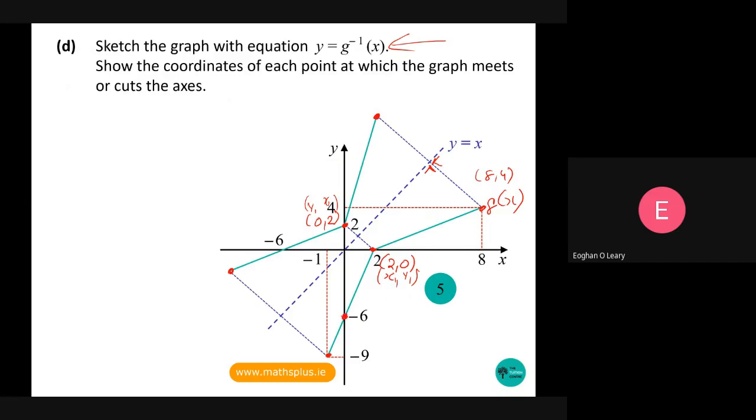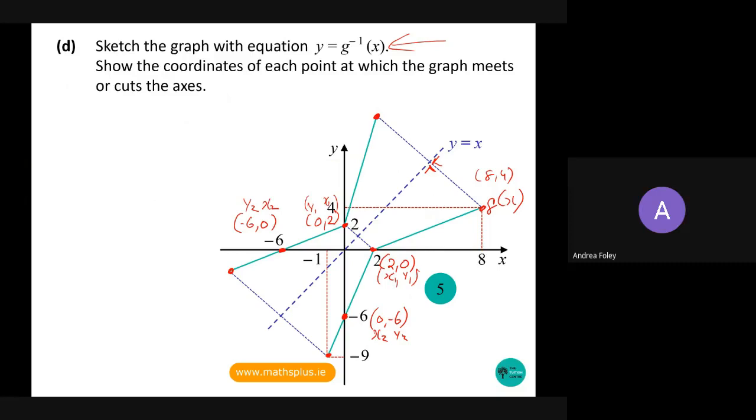And do I need to have one other one? I do. I'm nearly losing track of myself here, but I'm back on track. So 0, negative 6, let's call it x2, y2, and over here I know they're going to switch place, so I'm going to have negative 6, 0, and that's going to be my point, and that's for 5 marks.